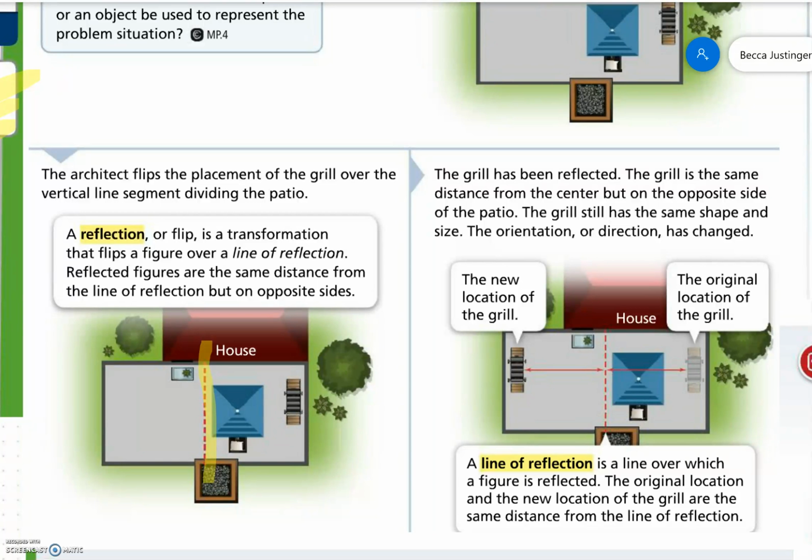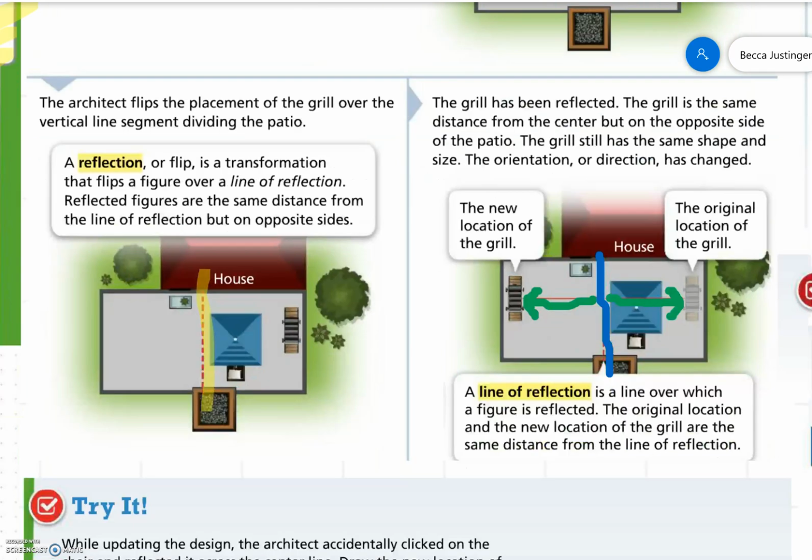The grill has been reflected. The grill is the same distance from the center, but on the opposite side of the patio. The grill has the same shape, size. The orientation or the direction has changed. So we can see that it's the same distance, so there's the line of reflection. The distance from here to the old grill is the same as here to the new grill. Same grill, just flipped over. So the line of reflection is the line over which a figure is reflected. The original location and the new location of the grill are the same distance from the line of reflection.